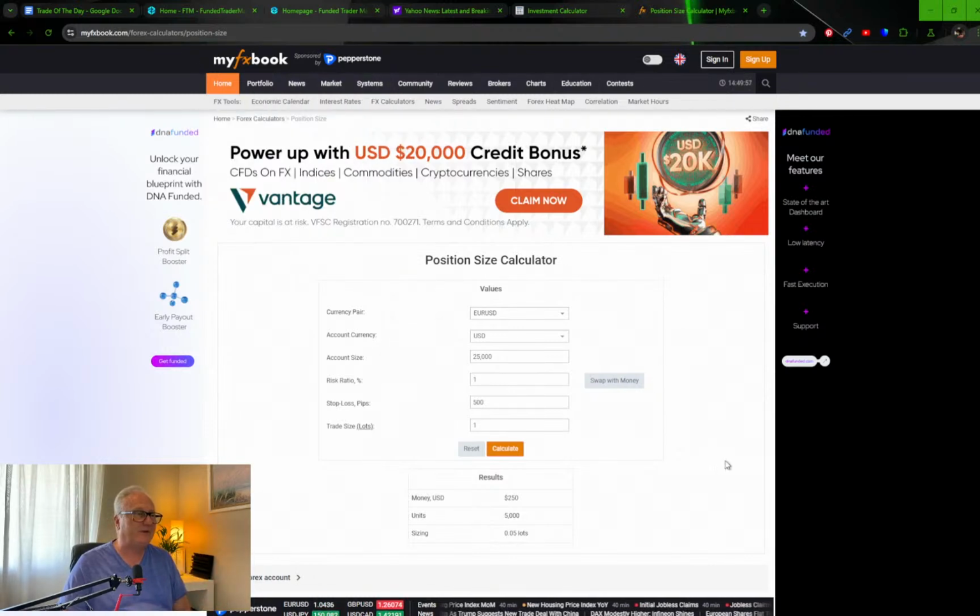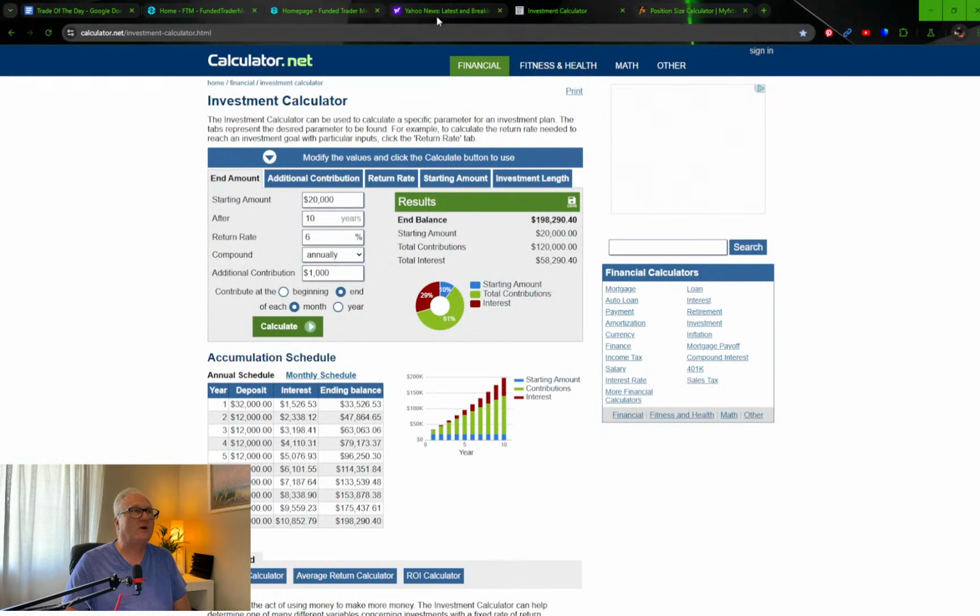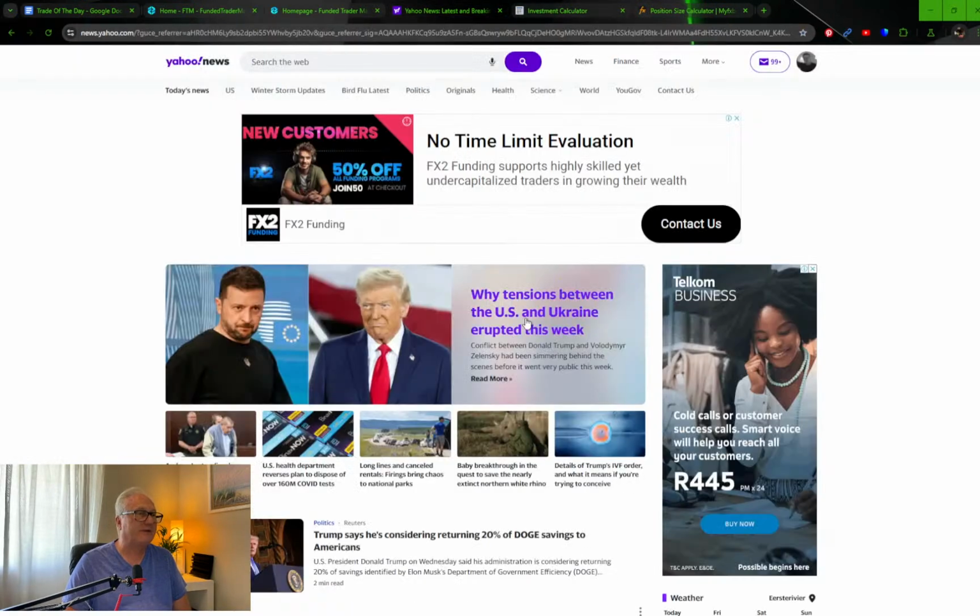It's free, totally free. And you can just choose your currency pair, the currency you're using, the account size that you've got, the risk ratio you want to have, the amount of pips, say it's 500 pips, and then the trade size will work out. It will calculate this. This is the sizing that you need. Then you can just go to your account and see if this sizing works in a similar way to the account that you've got.